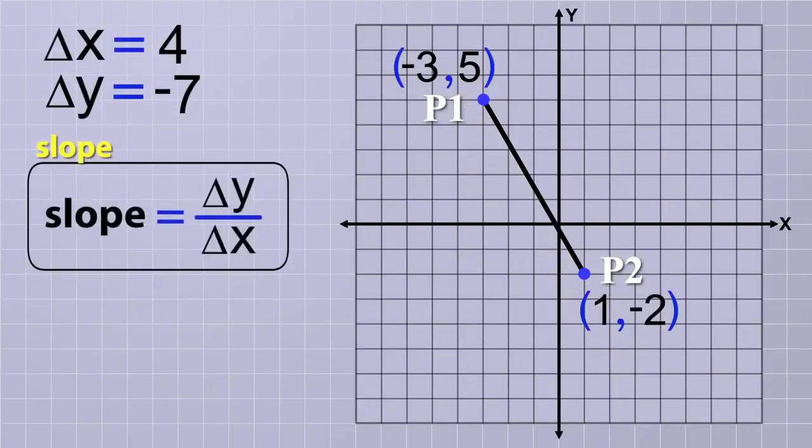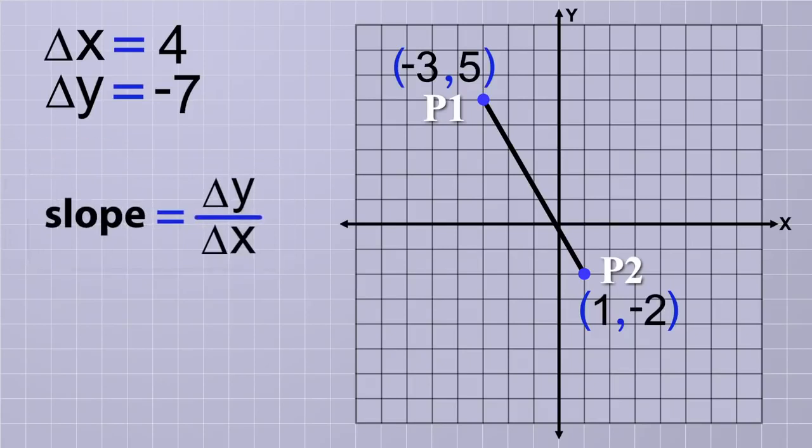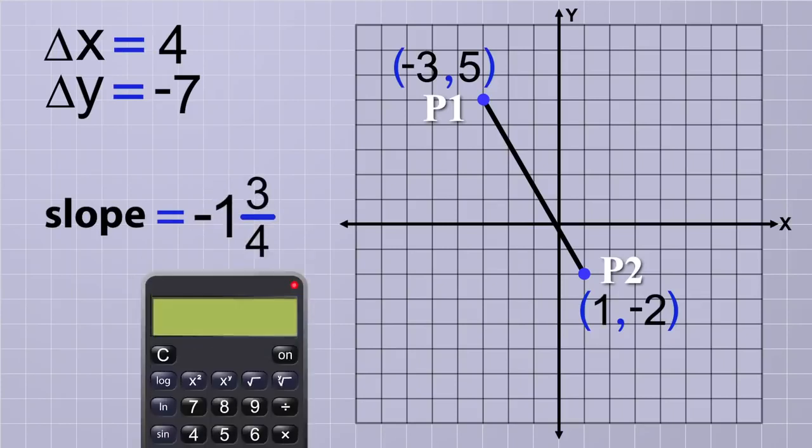Slope equals delta y over delta x, which would be -7/4. We could just leave the slope like that as an improper fraction, but we could also convert it into a mixed number form or get the decimal value with a calculator, which is -1.75.